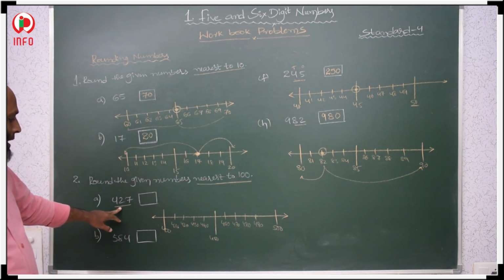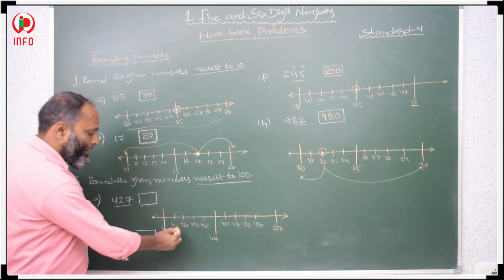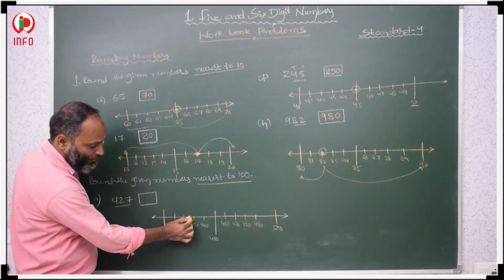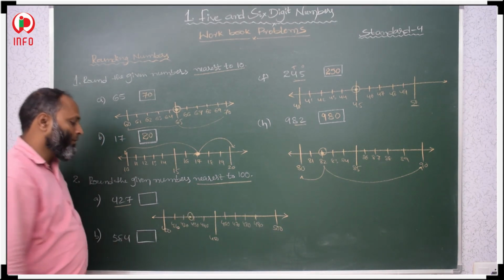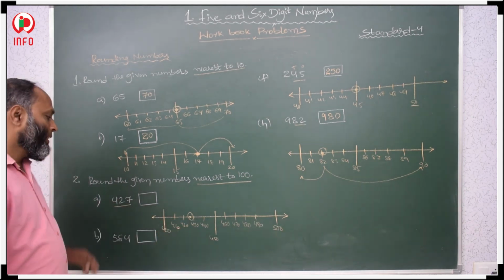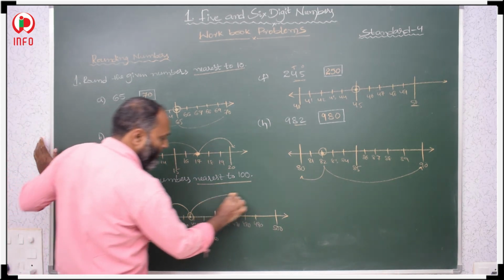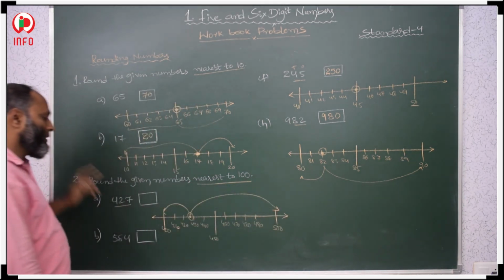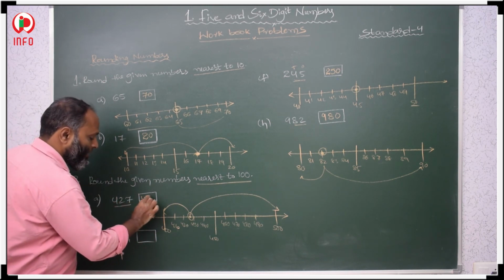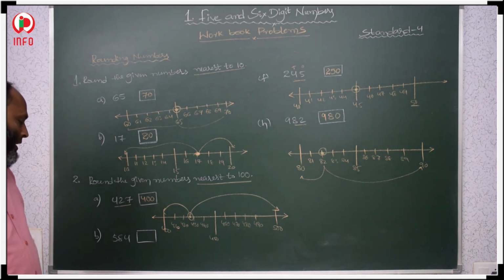Now 427. 427 is in between 420 and 430. 420 and 7, 7 means in between 20 and 30. 427 is near to 400 and far from 500. So the nearest 100 to 427 is 400.